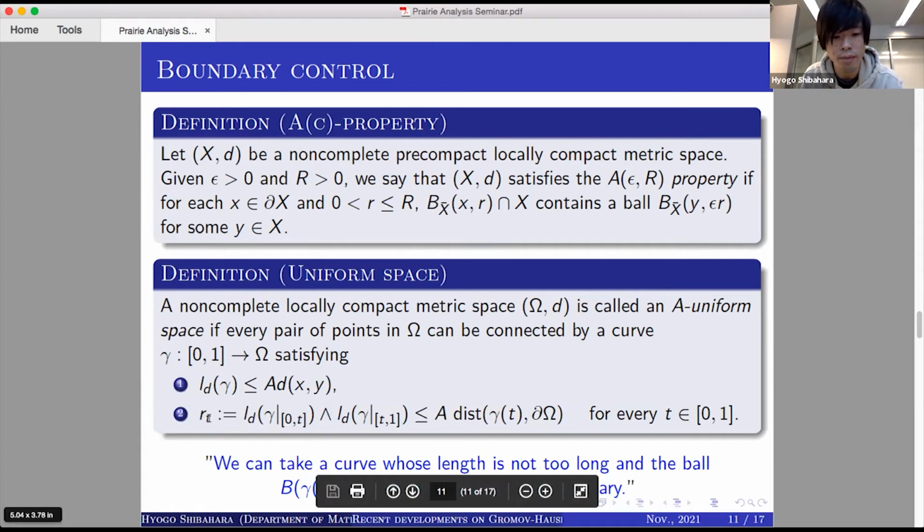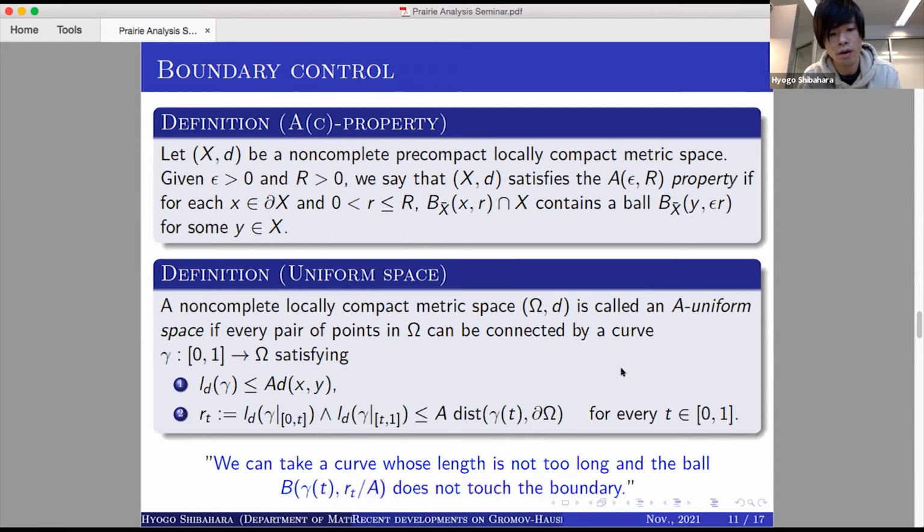r_t divided by A is less than or equal to this quantity, the distance between gamma of t and the boundary. So roughly speaking, this condition says that we can take a curve whose length is not too long, and the ball of radius r_t divided by A centered at gamma of t does not touch the boundary.